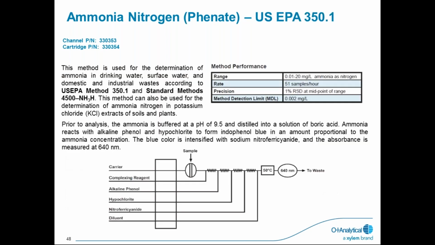We have ammonia nitrogen by phenate, US EPA 350.1, again giving you the method performance. We follow it also with Standard Methods 4500-NH3 H. And then again, we have that little breakout of the chemistry. So you can see that this is a 6 pump tube chemistry taking up 6 positions. It's also heated at 50 degrees C and measured with a 640 nanometer filter.